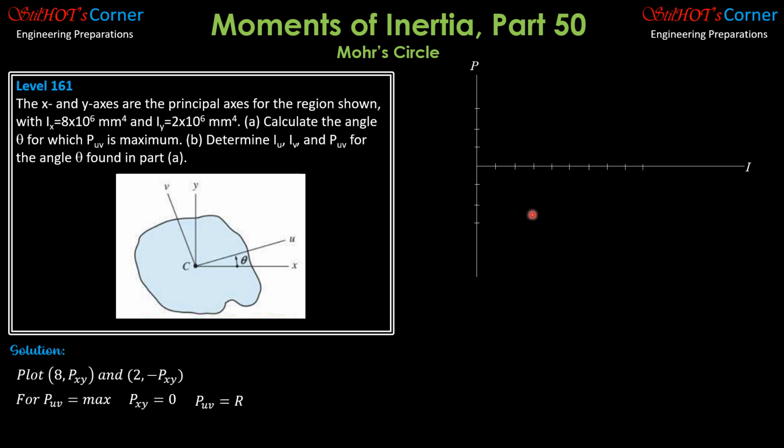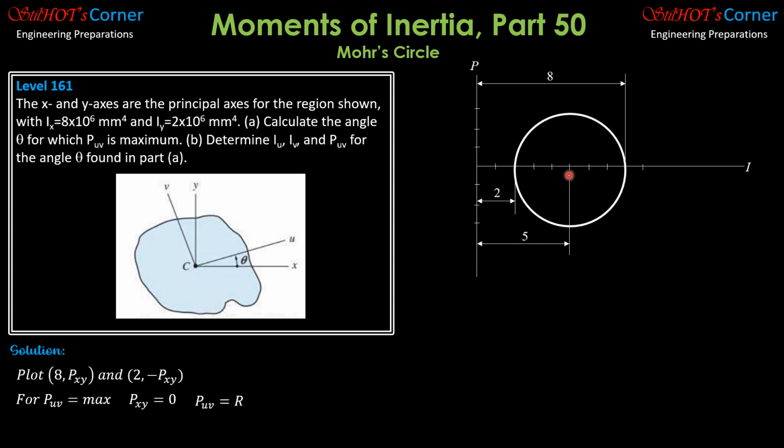After we plot Ix comma 0, 8 times 10 to the 6, we assume that each grid is 1 times 10 to the 6. So that is 8 and the other one is 2 here, and we draw the Mohr circle. The center is 2 plus 8 divided by 2, so 5 times 10 to the 6. The radius is 5 minus 2, or 8 minus 5, so 3 times 10 to the 6. This is the first point plotted. This is x sub c. Pxy should be 0. This is y sub c.